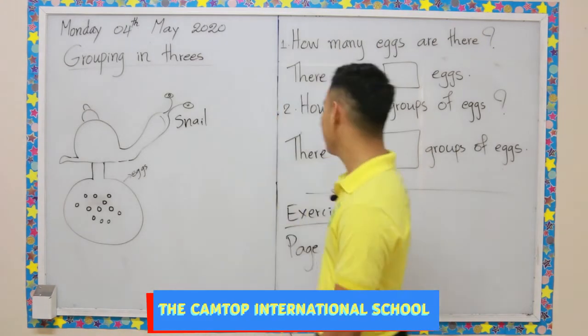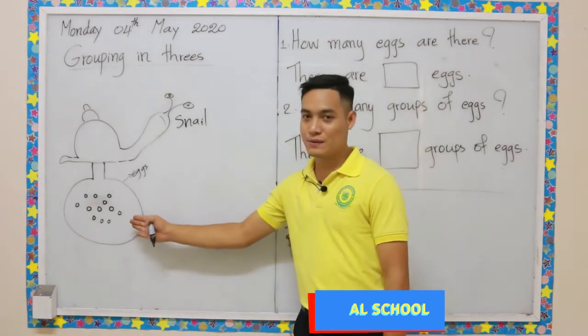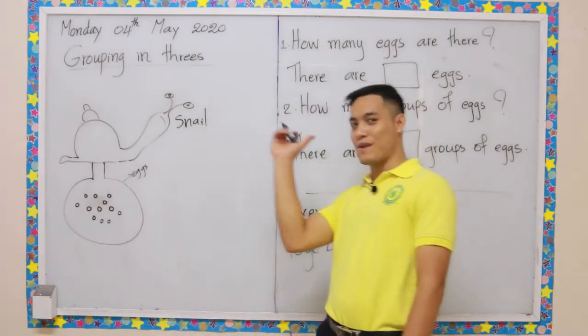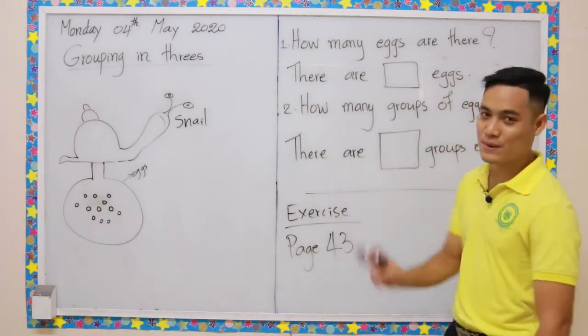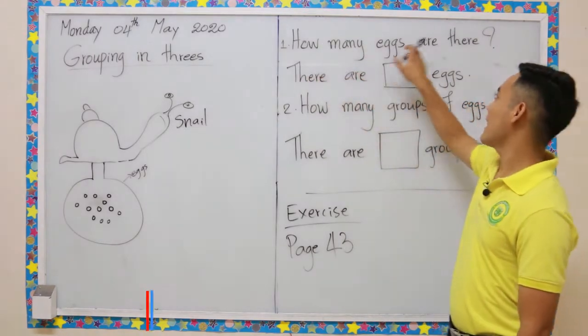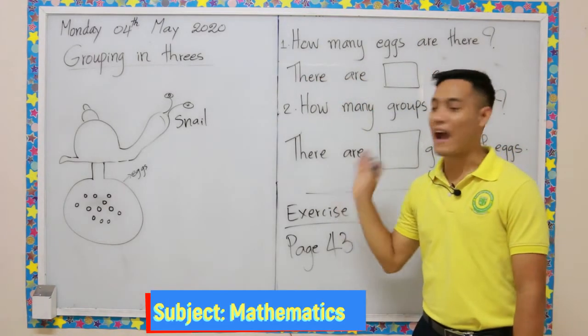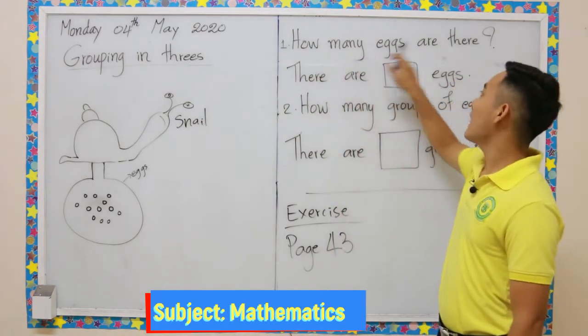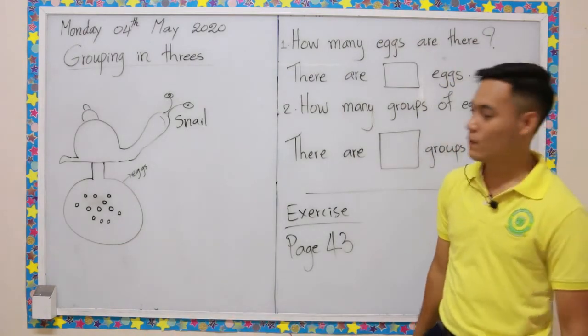Okay, so now we will learn together, but before going to the example here, we go to the question first. So the question here, we have 2 questions. How many eggs are there? So the first one, you need to count our eggs first. How many eggs are there? So count together.